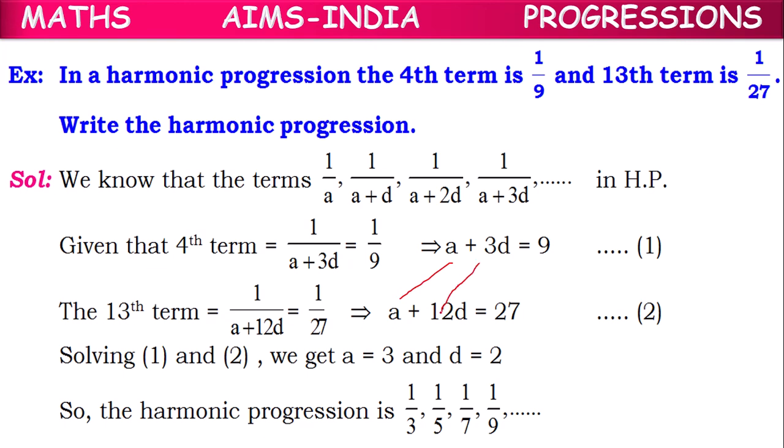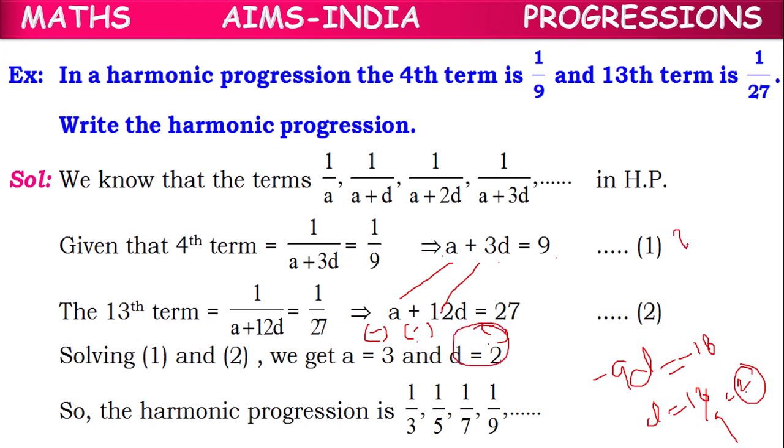If we solve these two equations by subtraction, a gets cancelled. 3d minus 12d equals minus 9d, and 9 minus 27 equals minus 18. Minus minus cancel. d equals 18 by 9, so d equals 2. If we solve equations 1 and 2, we will get the d value as 2.